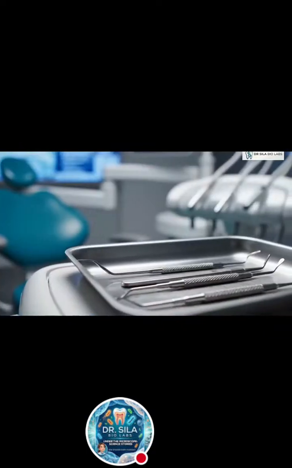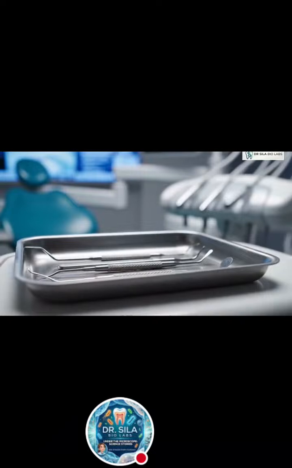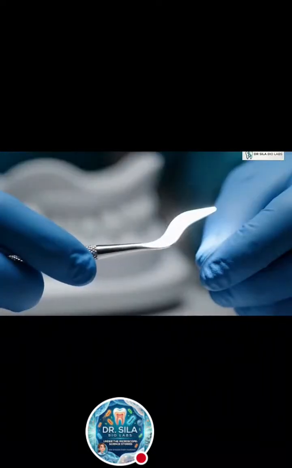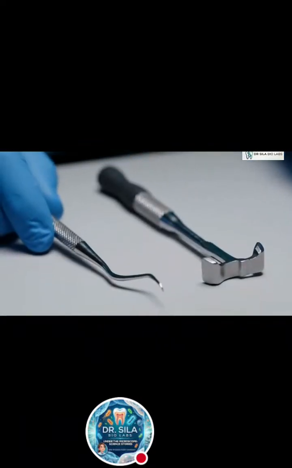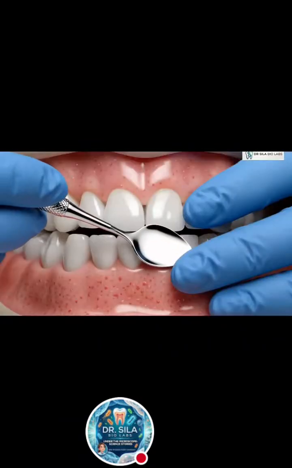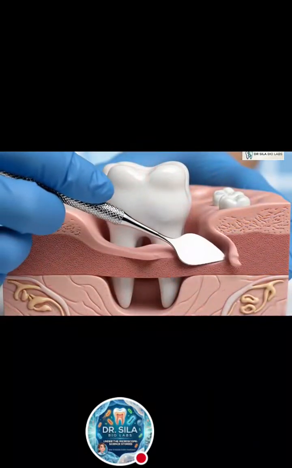Although ultrasonic scalers are highly effective, hand instruments remain an essential part of periodontal treatment. These instruments are specially designed to remove deposits with precision. The most commonly used instruments include curettes and hand scalers. Each instrument has a specific shape intended for different areas of the mouth. Hand instruments are particularly useful for cleaning below the gum line.